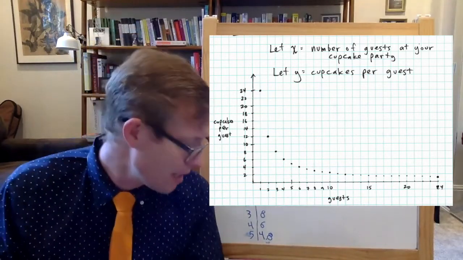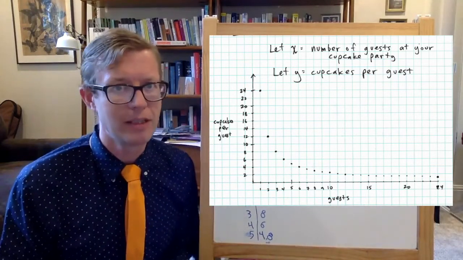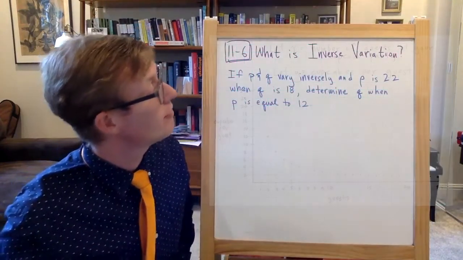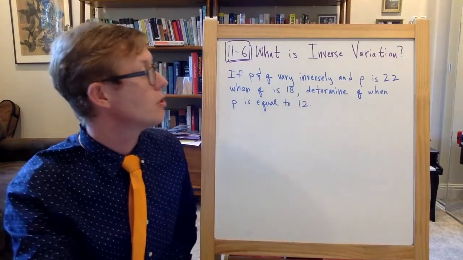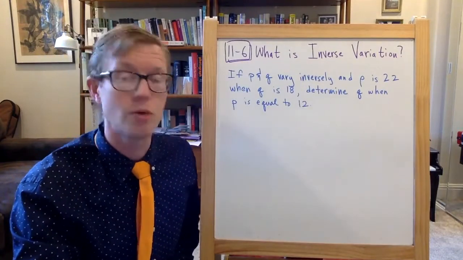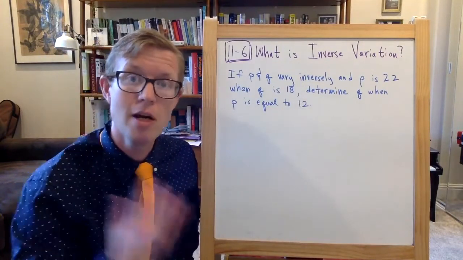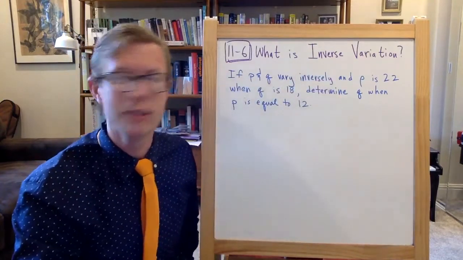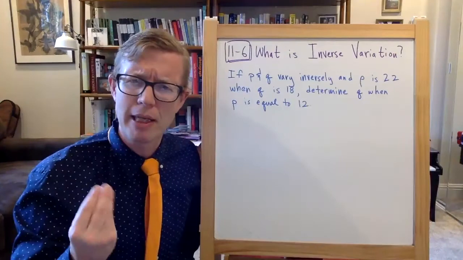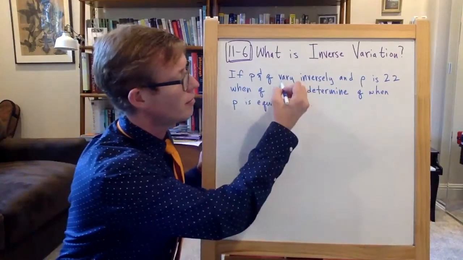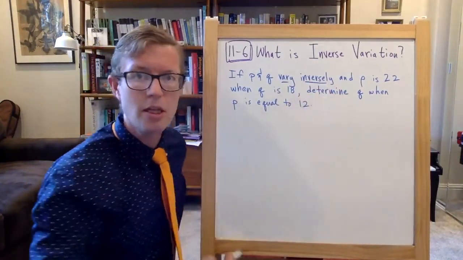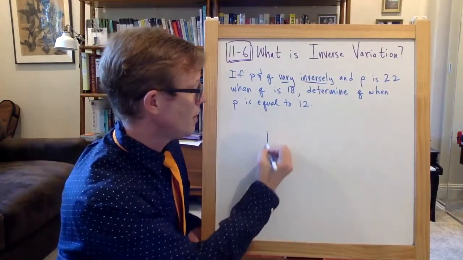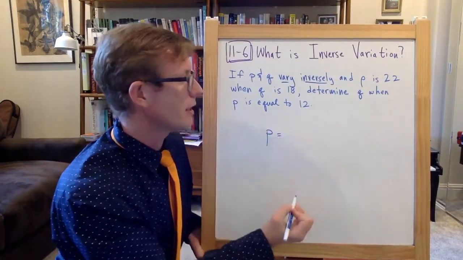So what is inverse variation? Well, the problems you're going to be solving on Delta Math are pretty dry, truth be told. If p and q vary inversely, and p is 22 and q is 18, determine q when p is equal to 12. As long as you look at these words, vary inversely, you can determine the equation that you should use. P varies inversely with q.